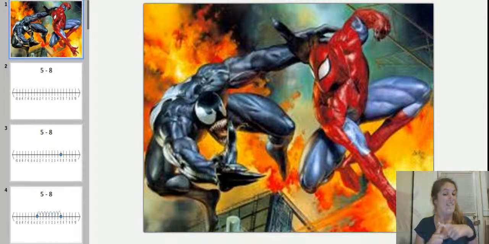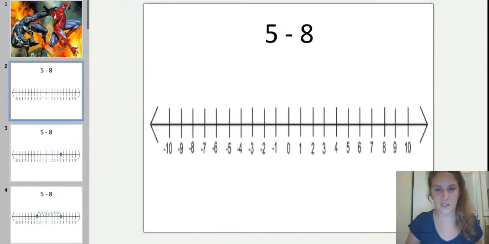Good guys are positive, bad guys are negative. When good guys and bad guys meet, they fight it out. Who wins is whoever has more on their team. We'll start with this first problem. We've seen problems and done problems like this before.